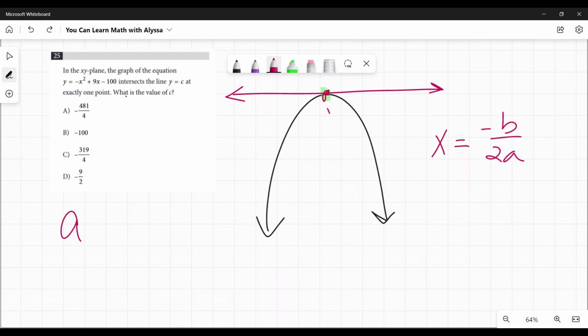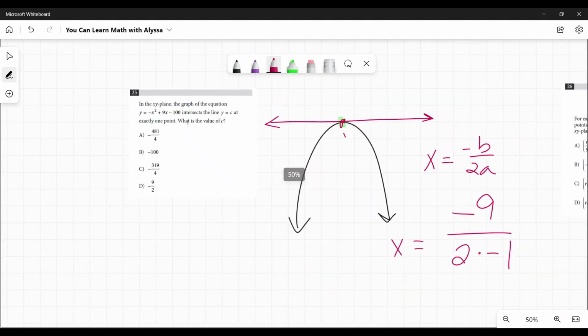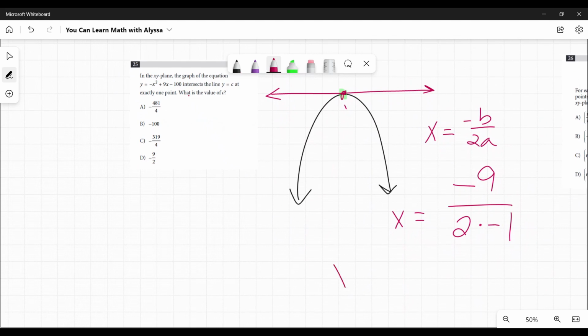So for this negative x squared plus 9x minus 100, my b is 9, so negative b over 2 times a. My a is negative 1, so 2 times negative 1. So x equals negative 9 over 2 times negative 1, or negative 2. So my x is going to equal 9 halves, because it's negative 9 over negative 2. So x is equal to 9 halves.